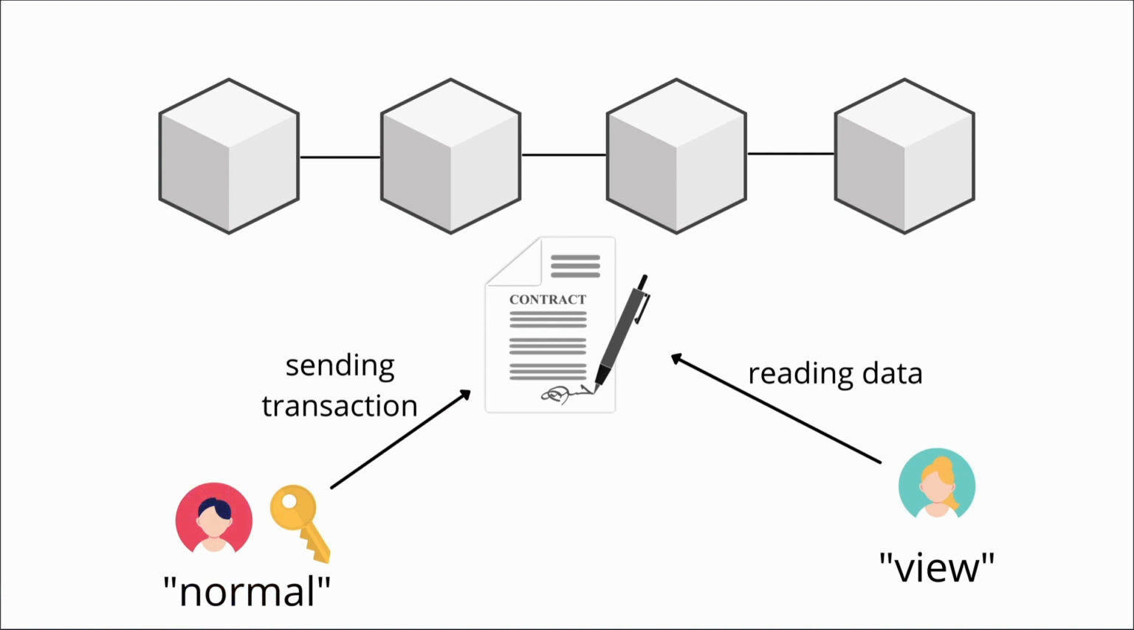Think about it this way. If a view function doesn't change the state, then there's no point even sending a transaction to it. All we are doing is reading data. So for a normal function, someone has to sign a transaction with its private key, send it to the smart contract, and wait for it to be included in the blockchain. For a view function, you don't even need a private key. You're just looking at the data.